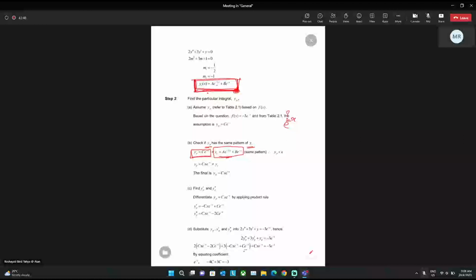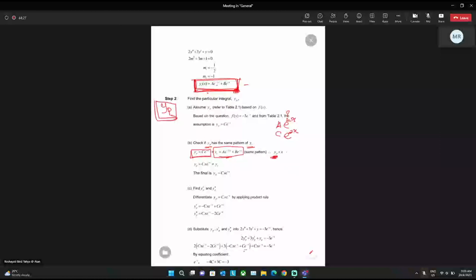Okay, exponential. What is the value here after that x? And then it has A and B, C, E exponential negative x. Okay, so same pattern. Since your YP and YC have the same pattern, what you need to do is your YP. Because we already completed the YC step, now step number 2, we are actually looking for YP.